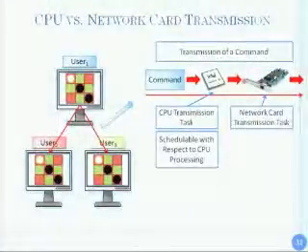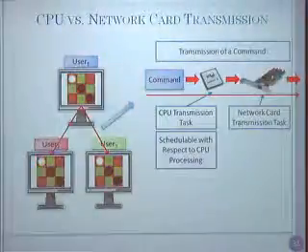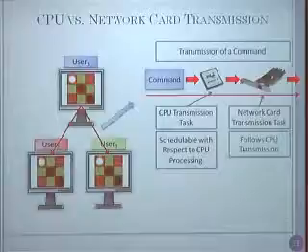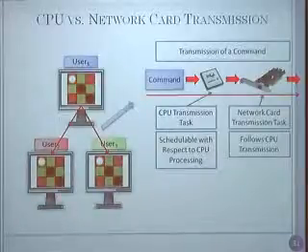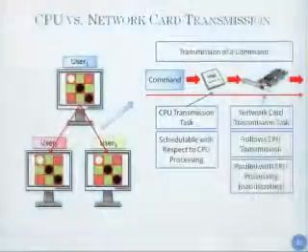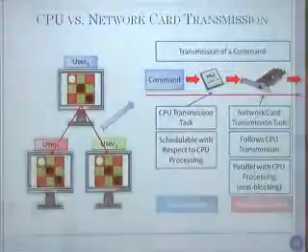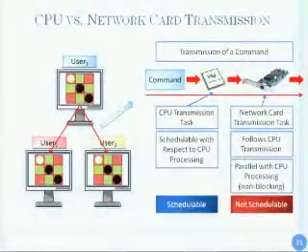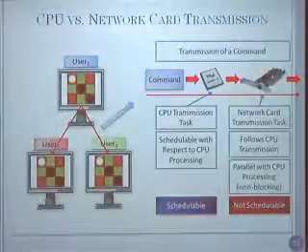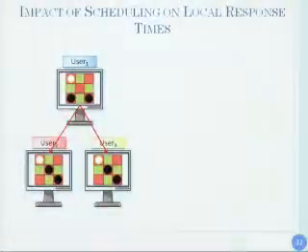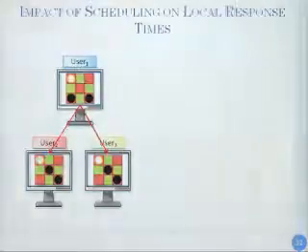If we think of scheduling, the CPU transmission task is schedulable with respect to the CPU processing task. It simply runs. The network card transmission task is not schedulable, it always follows the CPU transmission. And if we use non-blocking communication, in fact, it can run in parallel with the CPU processing task. Okay? So in terms of scheduling, the CPU transmission task is schedulable, while the network card transmission task is not. Now, the order in which we execute the CPU processing and transmissions can impact the local response times.